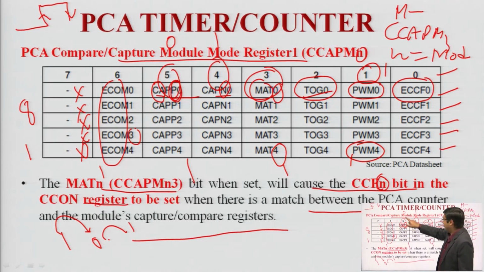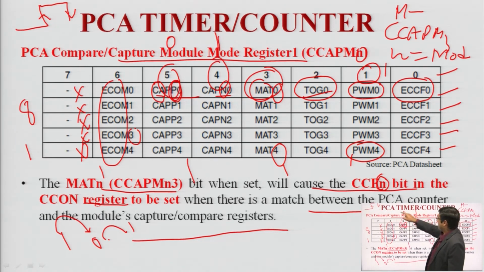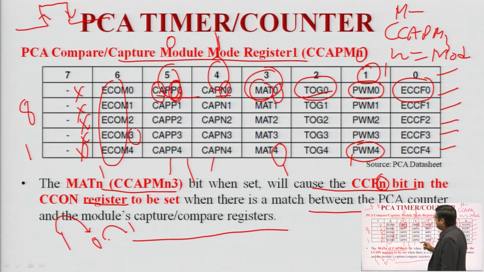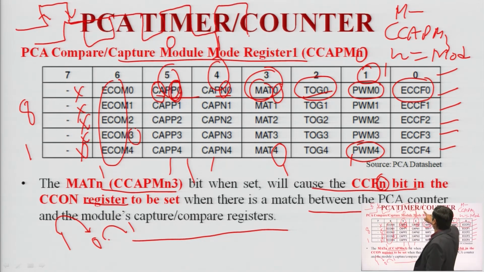When CAPP has value 1, then the transition occurs on the rising edge, the positive edge, or when CAPN has value 1, the transition occurs on the negative edge. If both have value 1, then what will happen? If both have value 1, then the transition occurs on both the rising edge and the falling edge. So in this way, the waveform will be generated. We can calculate the duty cycle as well.